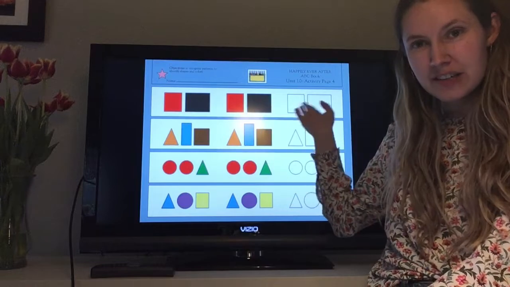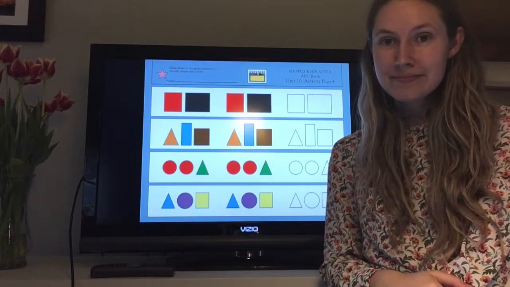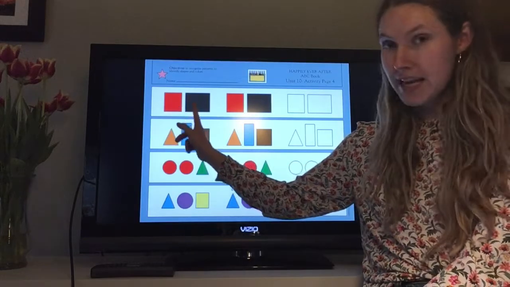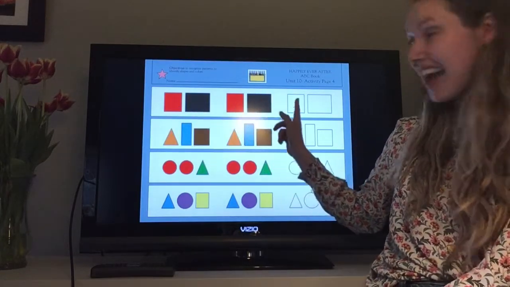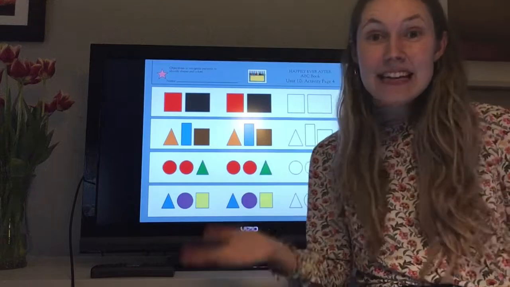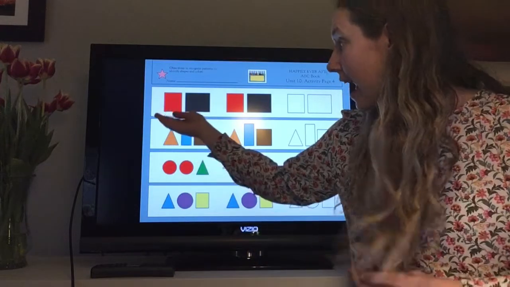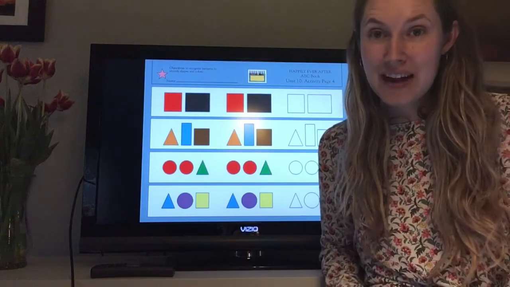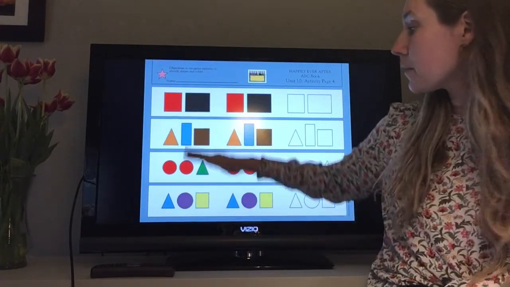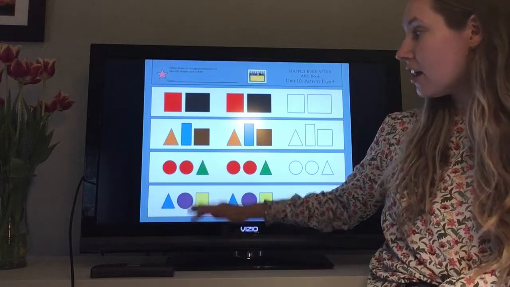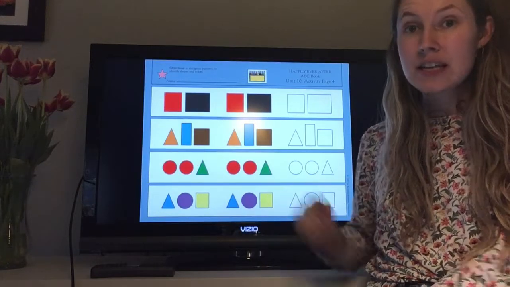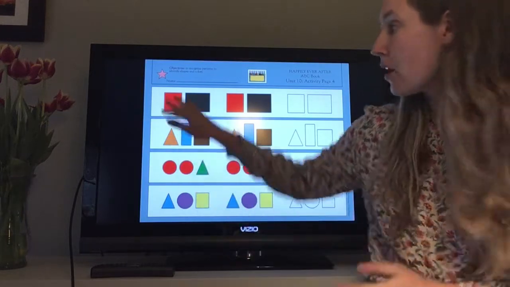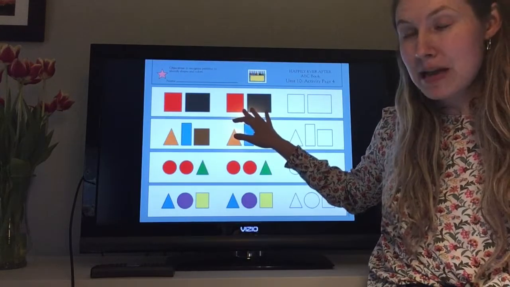What kind of pattern is that? A, B, A, B, A, B. It's an A-B pattern. Our A is our red square and our B is our black rectangle. So that's what we're going to be doing for the whole page. I know that you guys know how to do this, so what I want to quickly review with you is the type of patterns that we see here. We know that this is an A-B pattern.